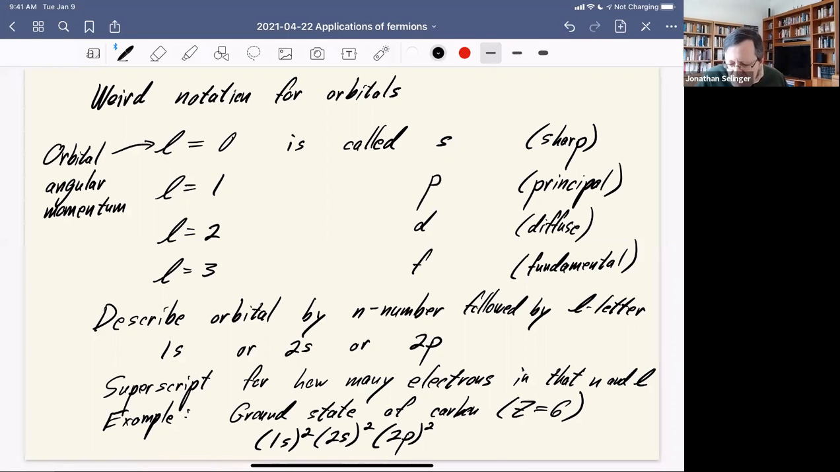Okay, so that's a notation that you might have seen in chemistry classes, and physicists use it too, to talk about, you know, S or P or D electrons, depending on the orbital quantum number, the orbital angular momentum quantum number.